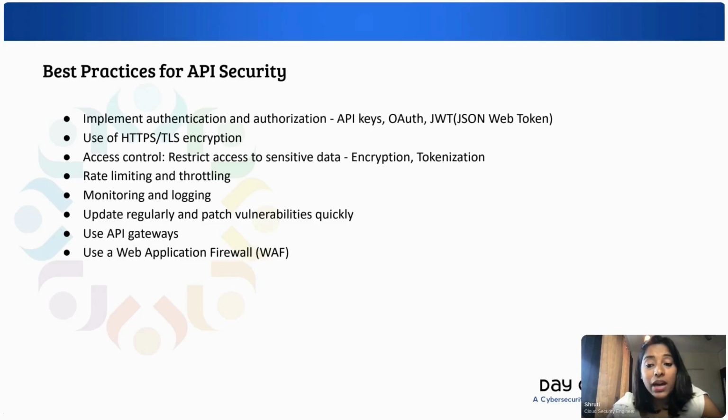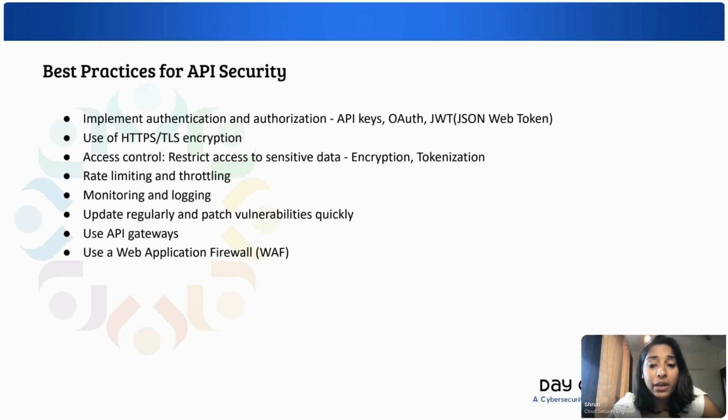Update regularly and patch vulnerabilities quickly. Yes, we need to make sure to keep our APIs up to date with the latest security patches, as well as features or any bug fixes which may have been released. This can again prevent attackers from exploiting any known vulnerabilities.